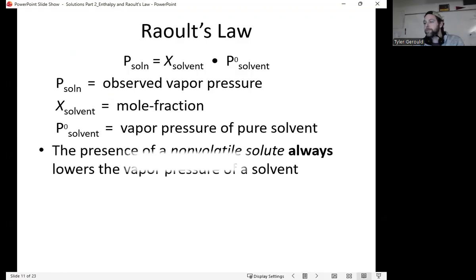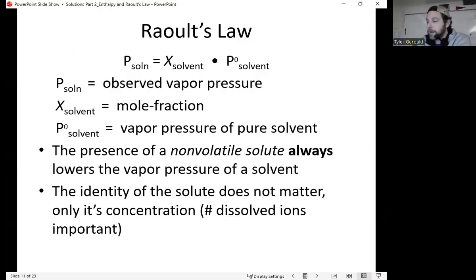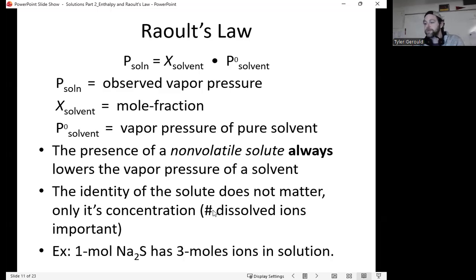Here we go. So the presence of a non-volatile solute, remember that's a solute that does not have a vapor pressure. These are solids usually that dissolve in water. So you throw some of that in water and the vapor pressure of the water will go down. It's not the solute itself that's evaporating, it's just the solvent, that's water, that's evaporating. And here it is. The identity of the solute doesn't matter. Just the number of total dissolved ions is going to affect this mole fraction. So for example, if we put in 1 mole of sodium sulfide, you should have 3 moles of ions that you're using in your mole fraction calculation.